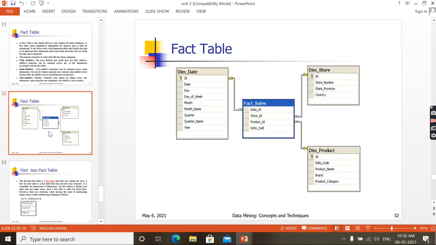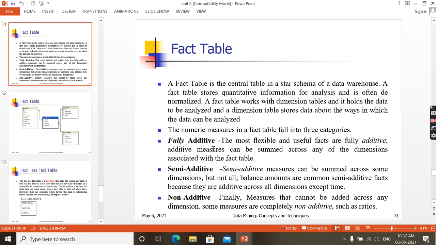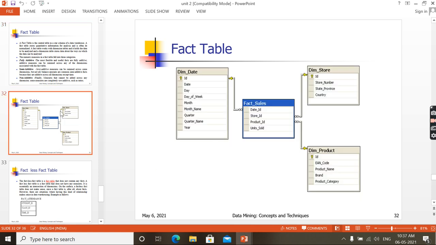Here the fact table is associated with these three dimension tables. These three dimension tables can be used for any measure value. For a particular unit sold, you will use the date, store and the product. In a particular time, in a particular store, which product is sold. Based on that you will predict the unit sold, the measure. So that is fully additive. This is a clear example.